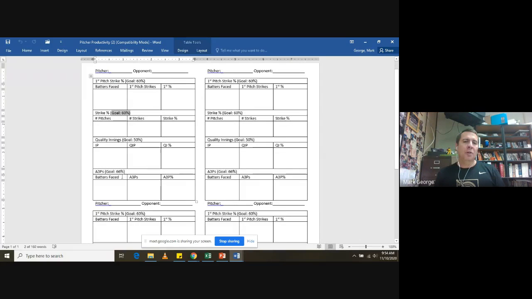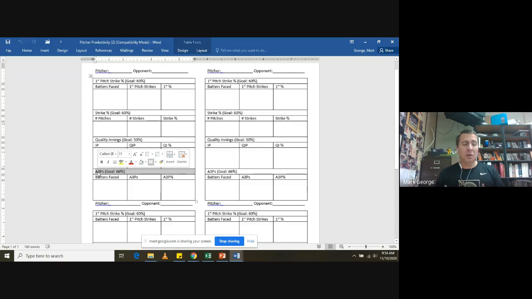And then the third statistic that we look at, which is one that I feel like is really, really important to our pitchers, is called an A3P, which is after 3 pitches, meaning that a pitcher is getting 2 strikes on a batter within the first 3 pitches, or the batter is putting the ball in play within the first 3 pitches. Now, this does a couple of things. The A3P encourages a pitcher to not be afraid of contact.